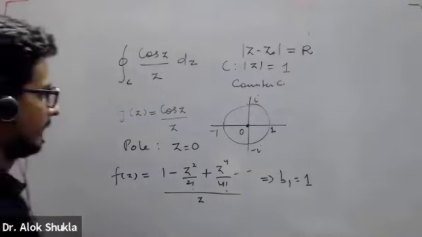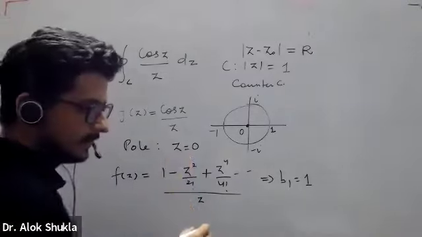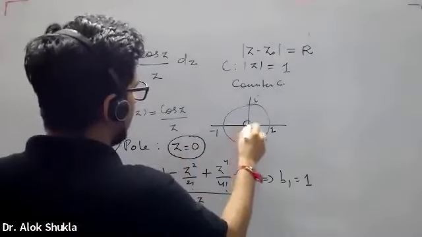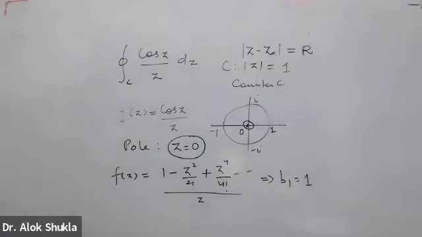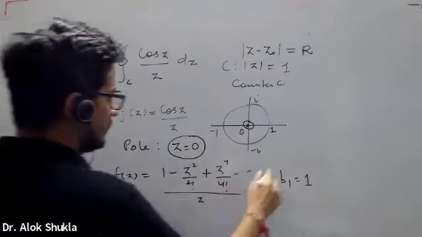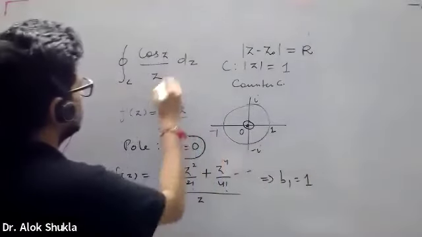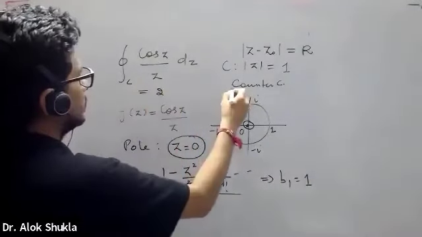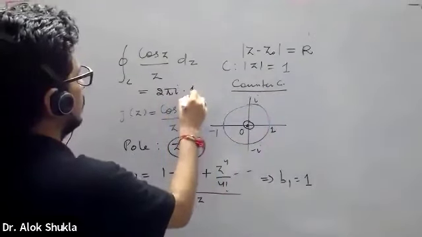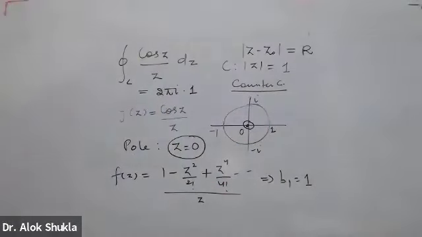Laurent series, and you can see that this pole z is equal to 0 lies inside our contour. So if it lies inside our contour, we will calculate the residue, and because it is counterclockwise, the answer will be 2 pi i into 1. Okay, that is the answer. Is this clear?